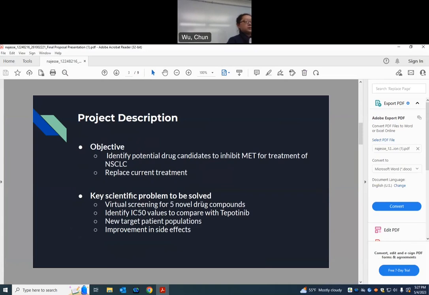And we also want to improve some of the side effect profiles of the drug and also try to help diagnose the disease, as the common symptoms associated with this are coughing and wheezing, things that are commonly associated with other types of diseases.